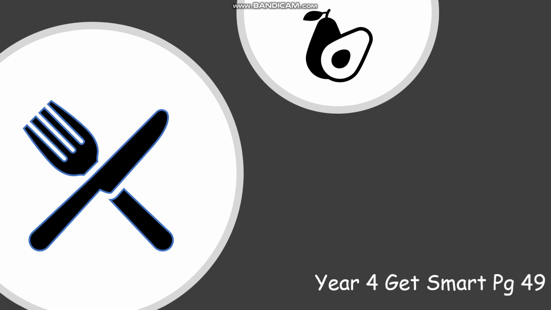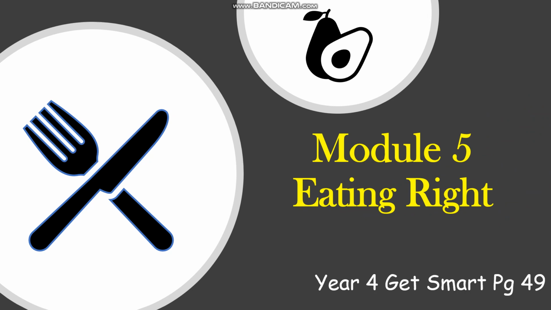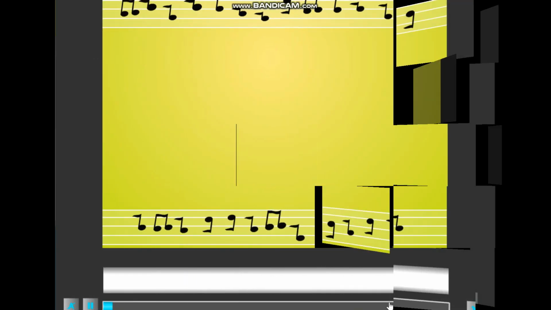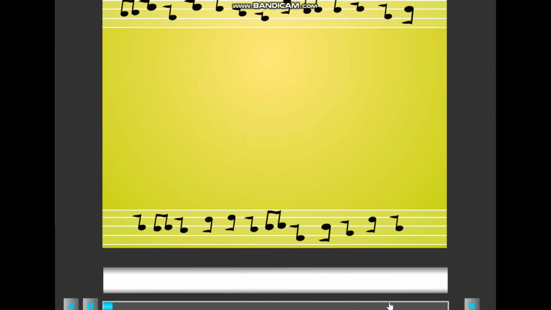Today we're going to the new topic, which is Module 5, Eating Right. Year 4, Get Smart, page 49. Before we start our lesson, let's listen to a nice song about eating right.